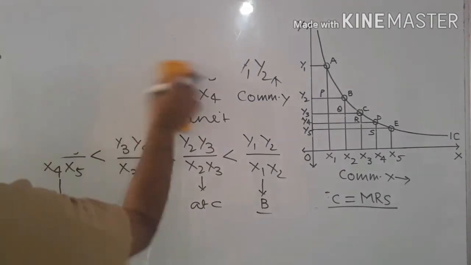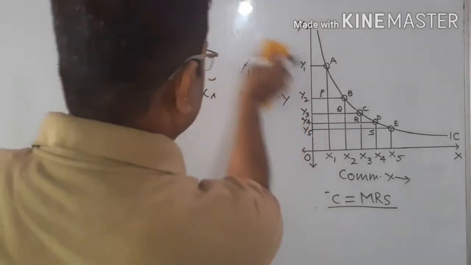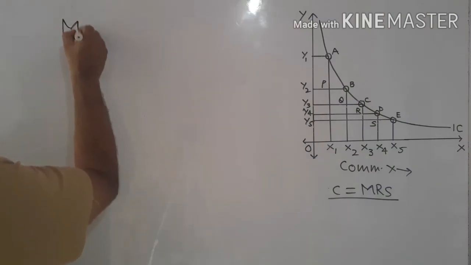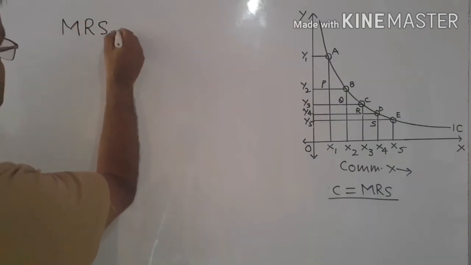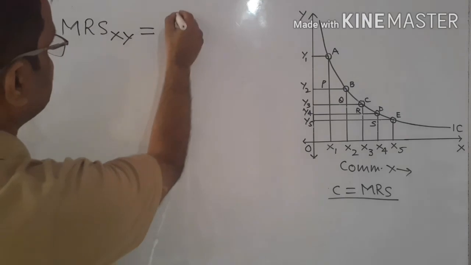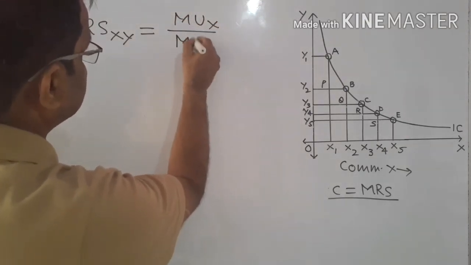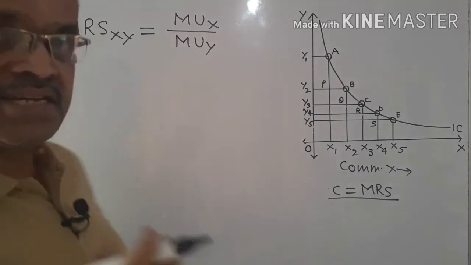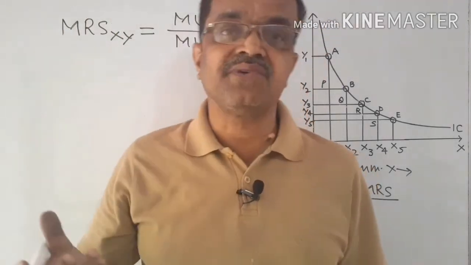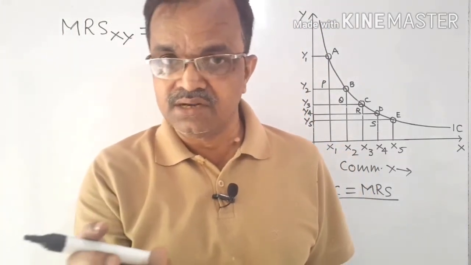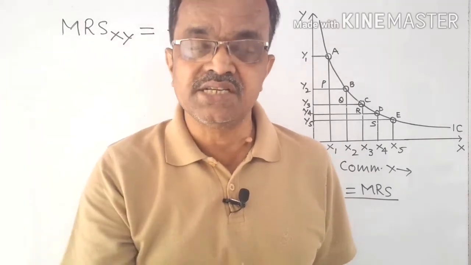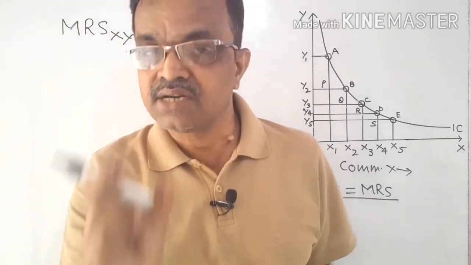Last, it is also to be mentioned that marginal rate of substitution is the ratio of the marginal utilities of the two commodities. The marginal rate of substitution of X for Y is the ratio of marginal utility of X and marginal utility of Y. It can also be calculated by using this formula, the ratio of the marginal utilities of the two commodities.